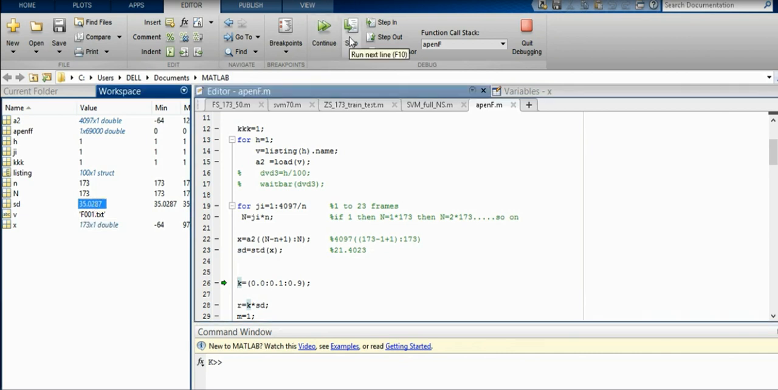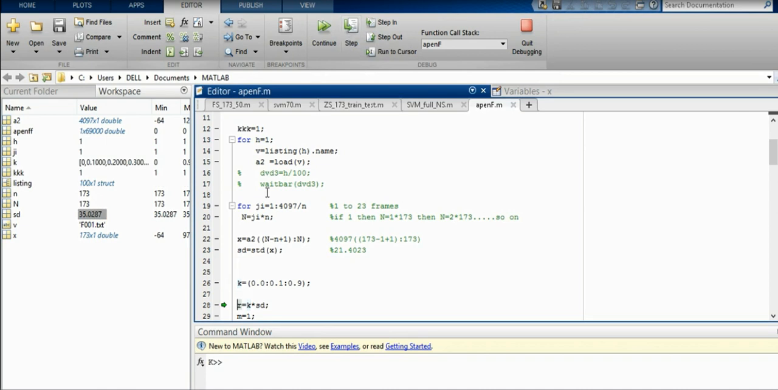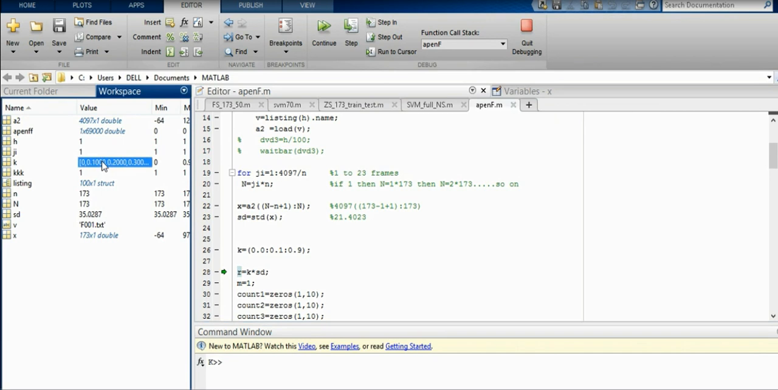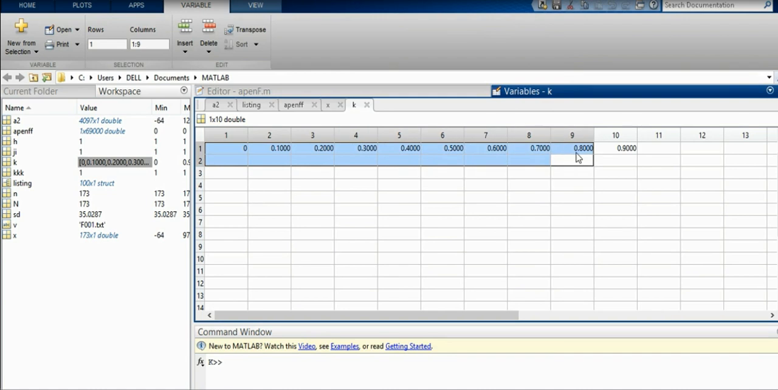This is 35.0287, right? Then we take the k value. This is 0.0 to 0.9. This multiplies the standard deviation value because we take the data into 1 to 100% accuracy, so we use k equal to 0.0 to 0.9. And then here r is equal to k into sd, the multiplication of k into sd, and we get r, because we compare all the data with r, that's why r is required. Okay, that is the k value, 0.0 to 0.9.